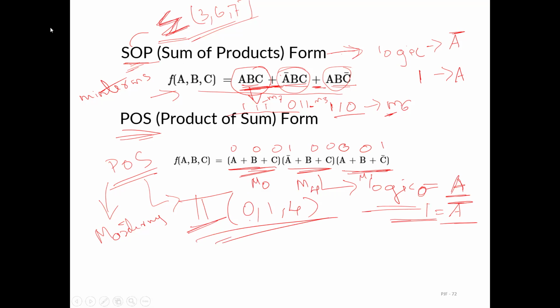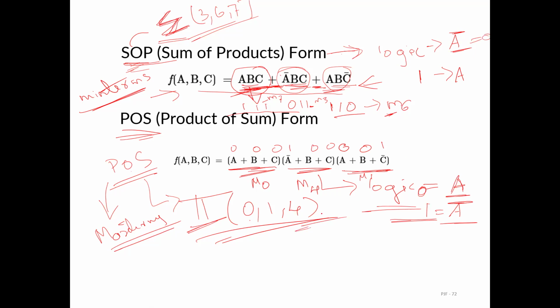This is the difference between SOP as well as POS. SOP always deals with the minterms. POS always deals with the maxterms. And here you can find sum of products. You will have a lot of products there, and the sum of those products. And always A bar represents logic 0 in case of SOP.